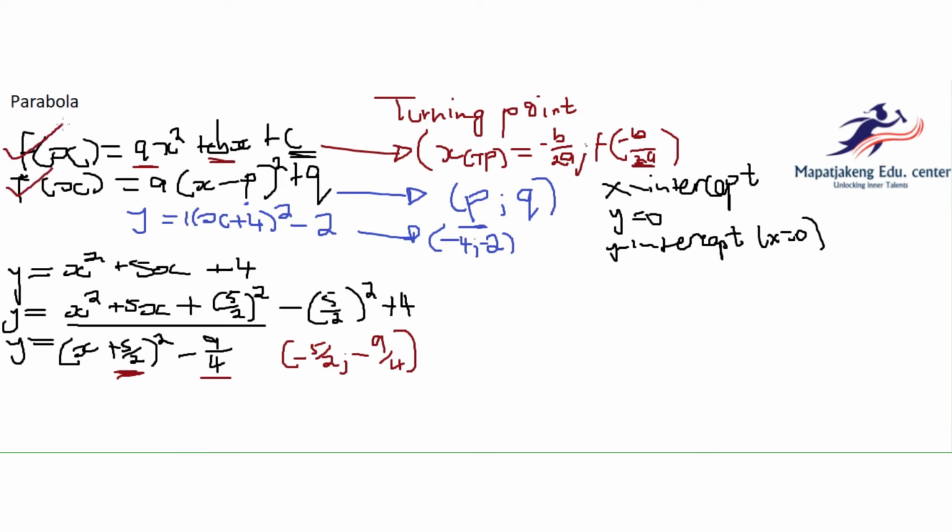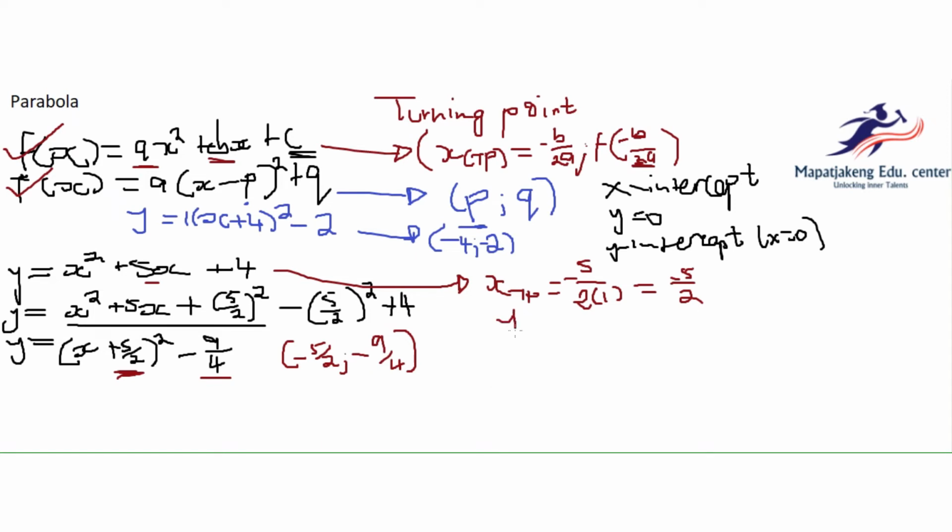Let's use the first form and see. In the first form, it's just going to give us, it's coming here. Then we know that our x of turning point would be minus b over 2a. Our b is 5, so it's minus 5 over 2 times a, and our a here is 1. Then it gives us negative 5 over 2. You see this x is equal to this x, they are the same.